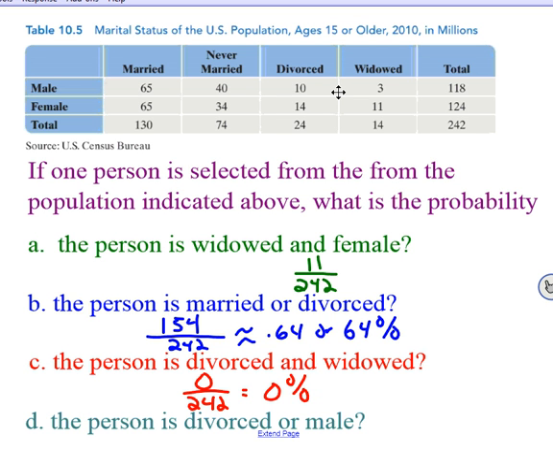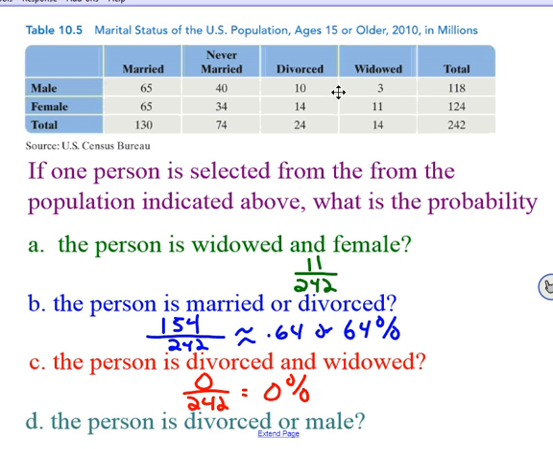Again, if you wanted to argue that somebody could be both, we would have to find that data. We'd have to find a way to break it out: people who had been widowed and now are divorced, or are divorced and then got widowed, because there could be some people in there, but we can't tell from this table how many of those people there are. So our last question here is probability the person is divorced or male. So I need to pause the video and give that your best shot.